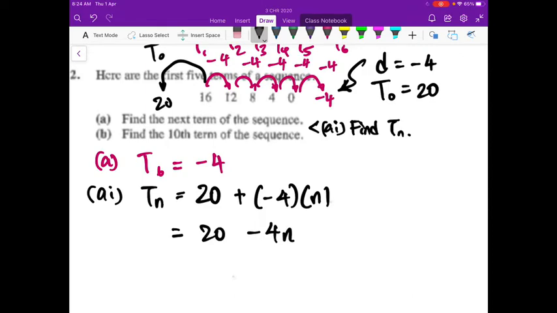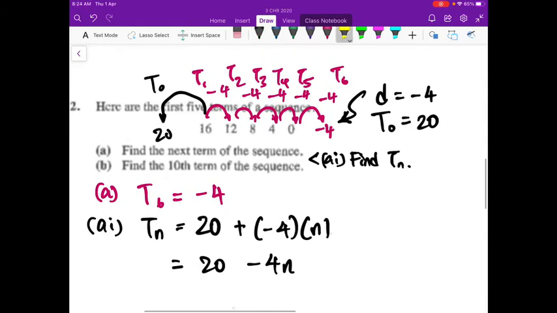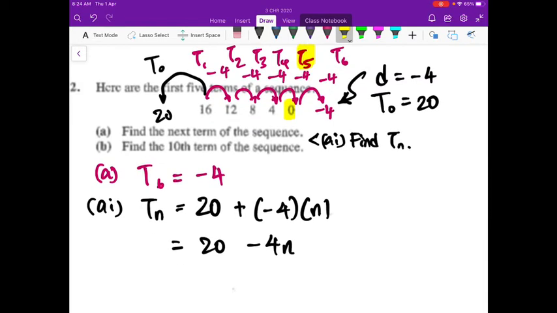If you substitute in any value of n, you will get a correct answer. Let's test it out. Let us try our T5. Okay, T5, 1, 2, 3, 4, 5. I know the answer is supposed to be 0. Let's check it out. When I substitute 5 inside here, when this is T5, I get 20 minus 4 times of 5, which is 0. Hey, my formula confirmed correct already. See that?